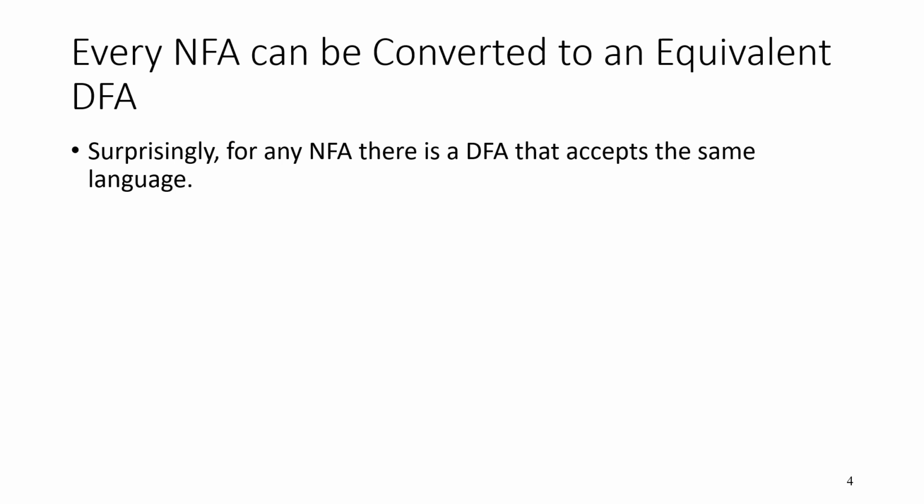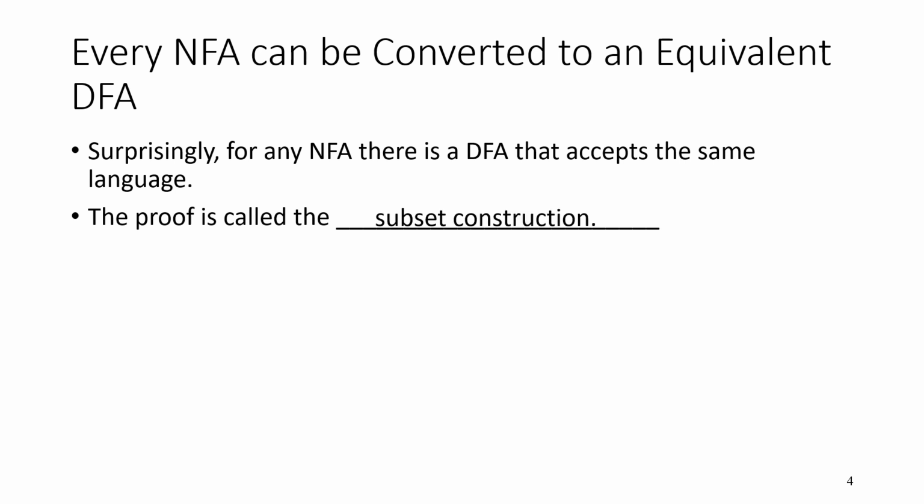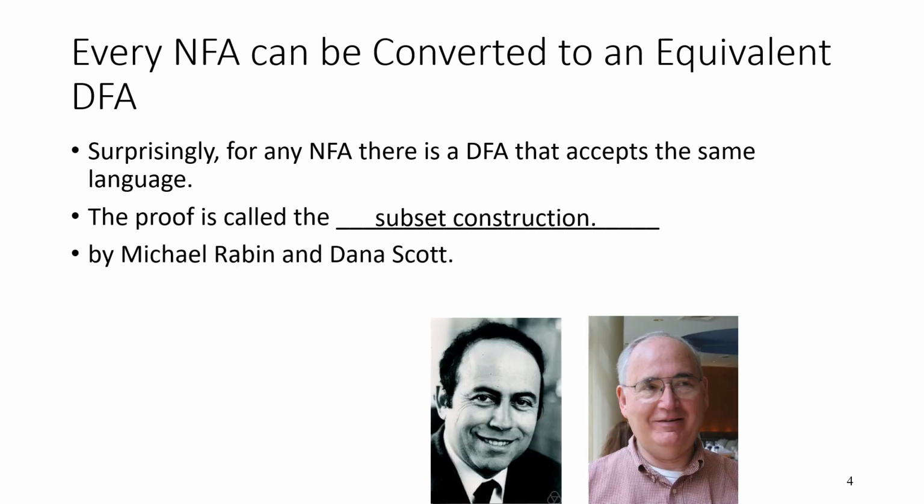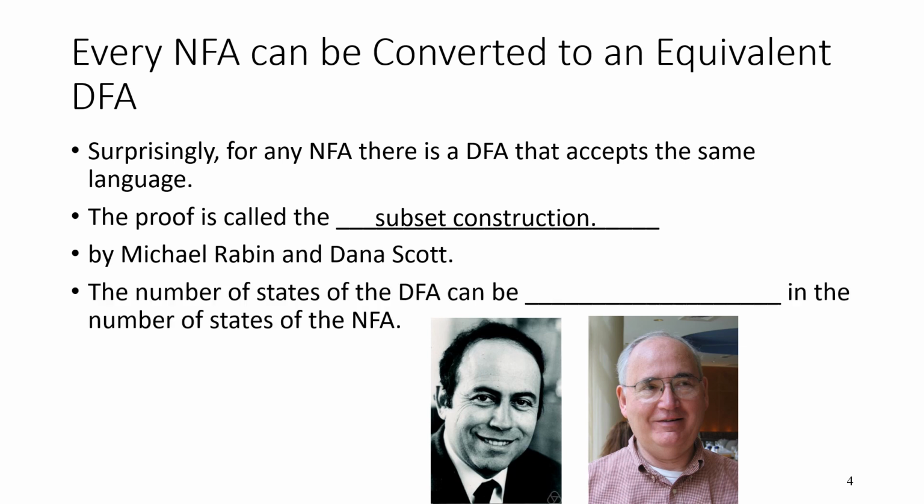The proof to show that NFAs can be converted into an equivalent DFA is called the subset construction. It was created by Michael Rabin and Dana Scott. And the number of states of the DFA that's equivalent to the NFA, unfortunately, can be exponential. Good. So this is very unusual, by the way, that an NFA can be converted into an equivalent DFA.